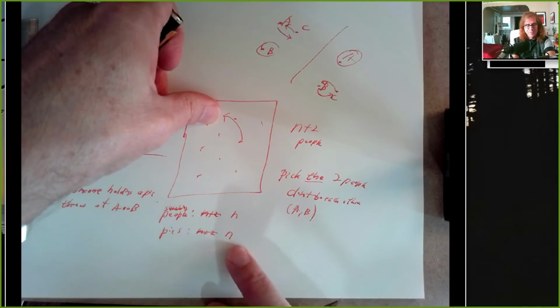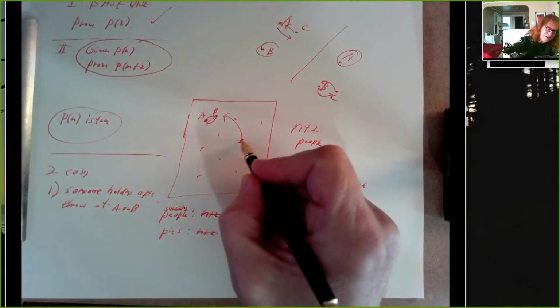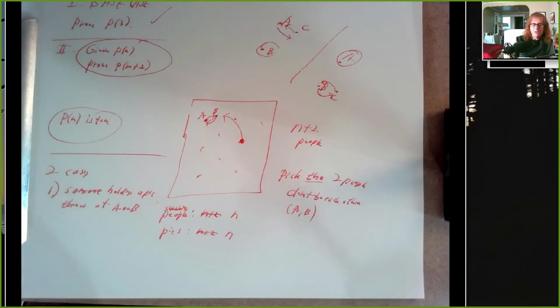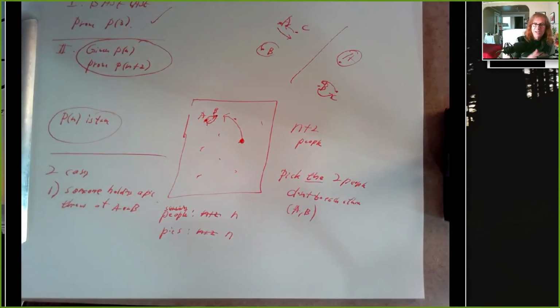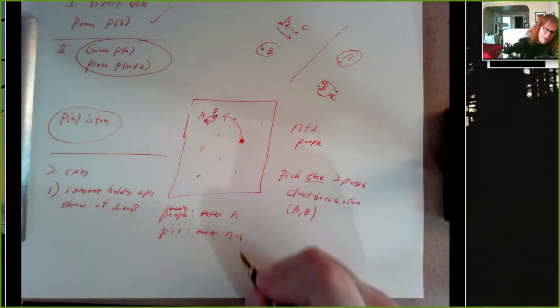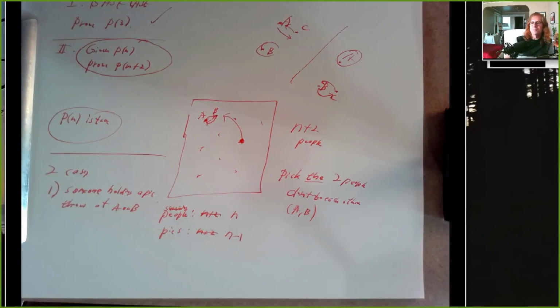Suppose somebody in the room who still holds a pie to throw, throws it at either A or B. You still have n people in the room who have not been hit by a pie, but now there's only n minus 1 pies left to throw.